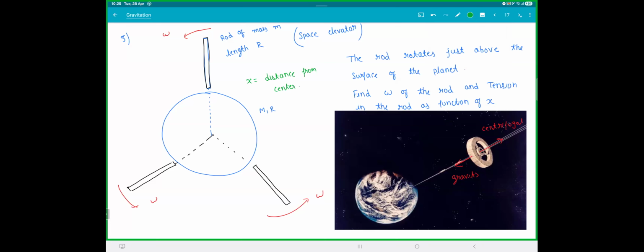Is the whole story clear, everyone? So when this rod is going in a circle, the centrifugal force is balancing the mg. So with what omega should I rotate this so that this rod does not fall onto the planet? And if it is rotating, then find the tension in the rod as a function of x. Anyone didn't understand the question, please ask me.